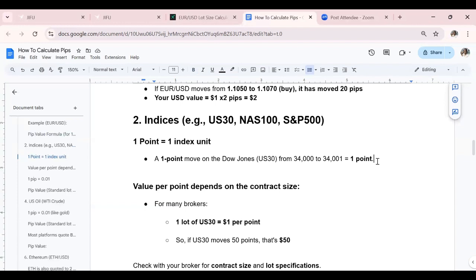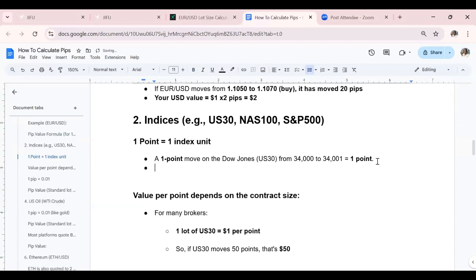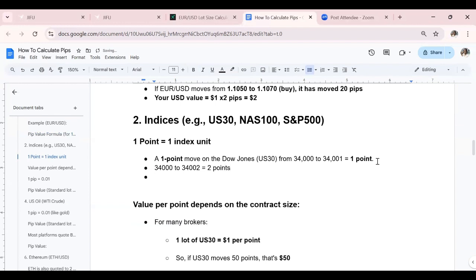If it moves from 34,000 to 34,002, that's 2 points. It's as simple as that. If it moves from 34,000 to 34,100, it has moved 100 points. It's as straightforward as that.